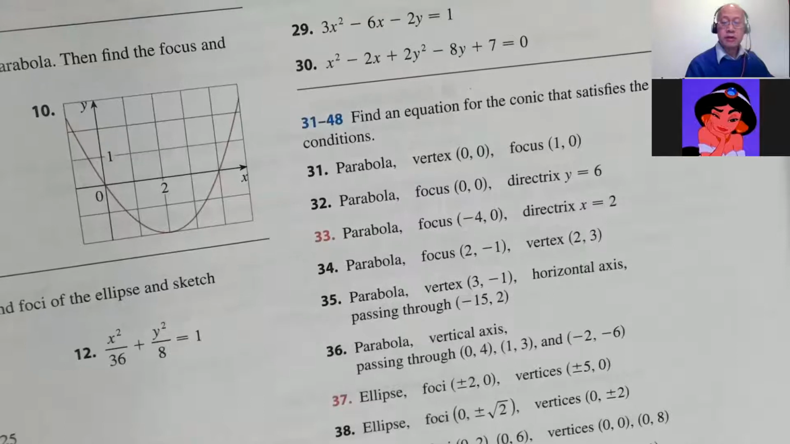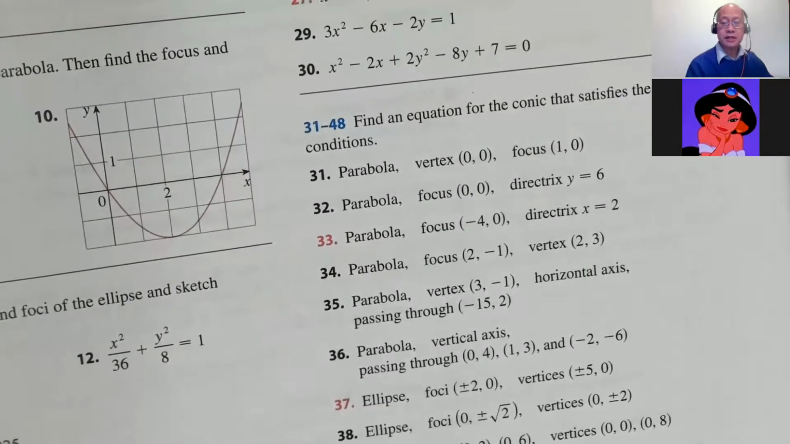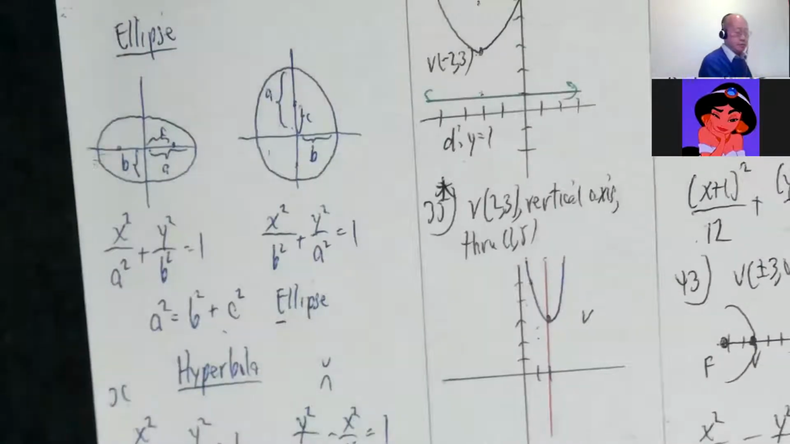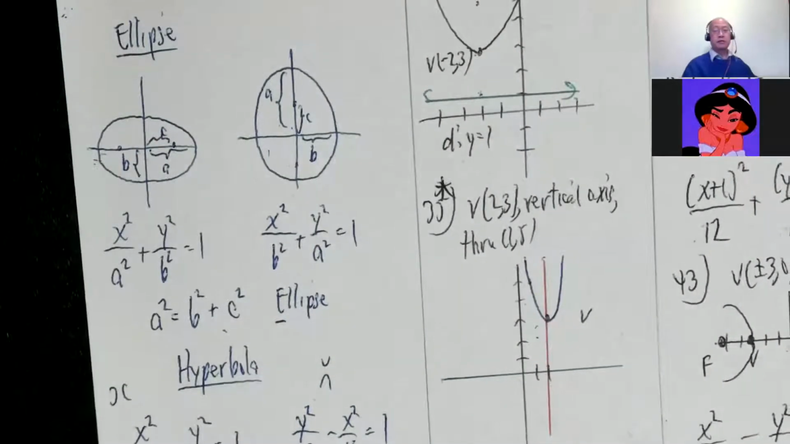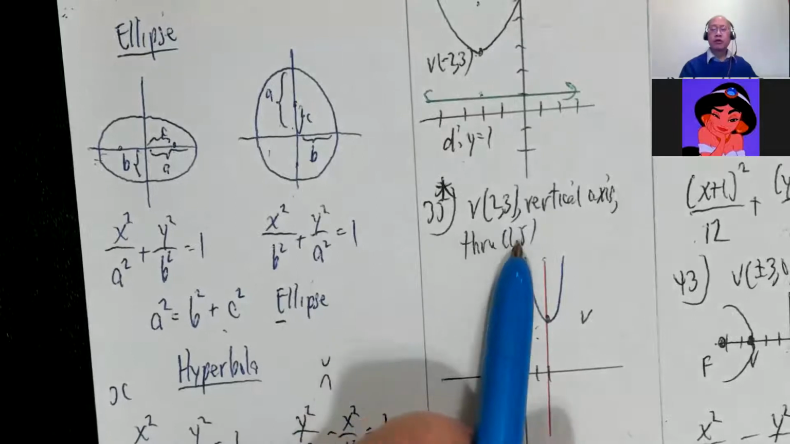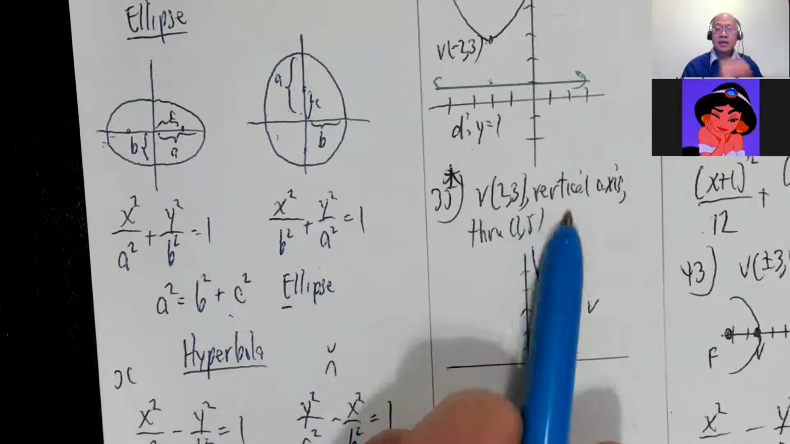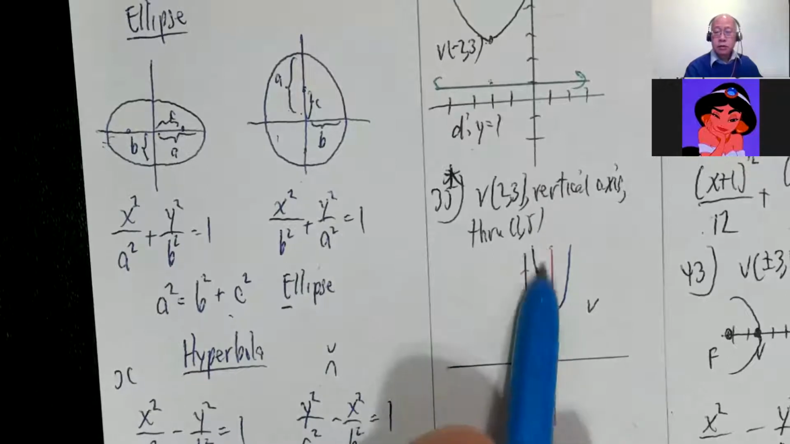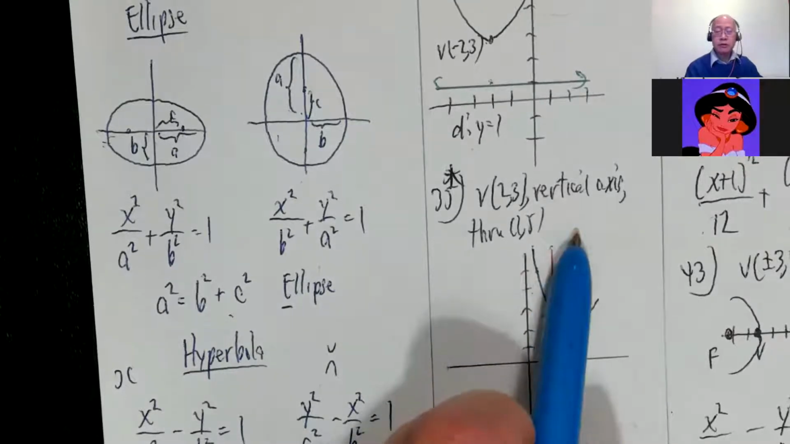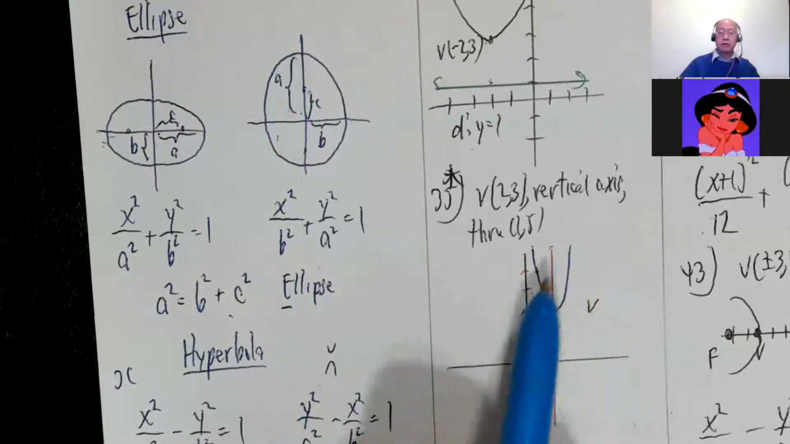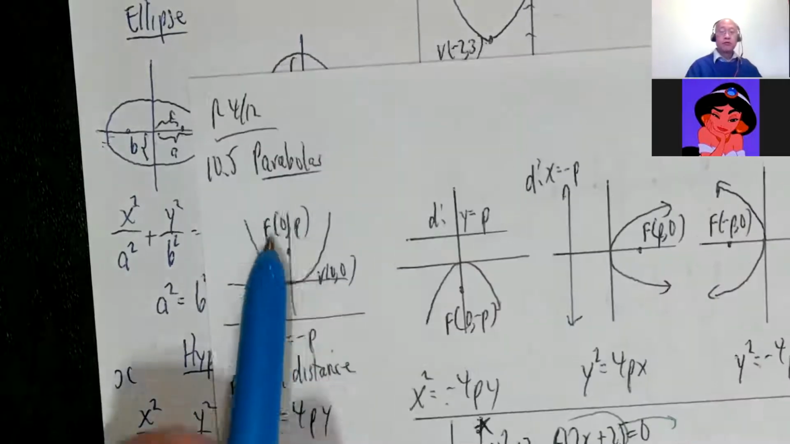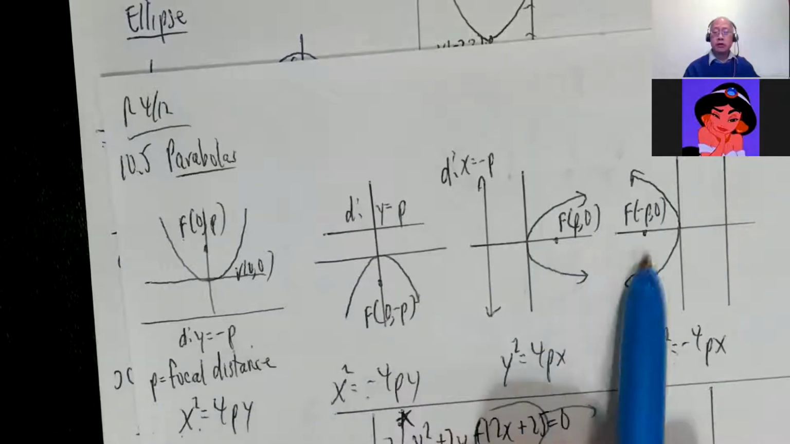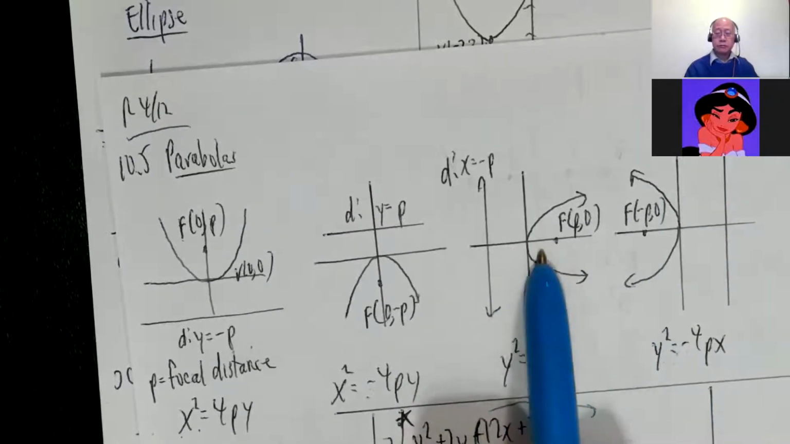Parabola, they give you the vertex, a vertical axis, and passing through a point. Okay, so this was in the previous edition, but it's similar. Axis is like axis of symmetry. So if you have a vertical axis of symmetry, it's going to either be up or down. Horizontal axis of symmetry. Okay.